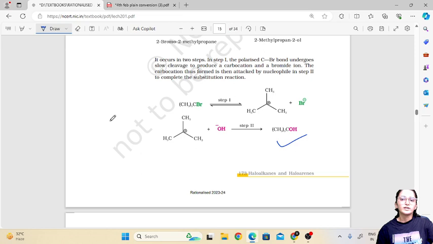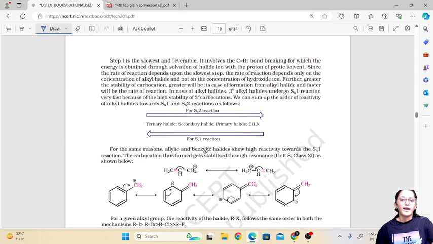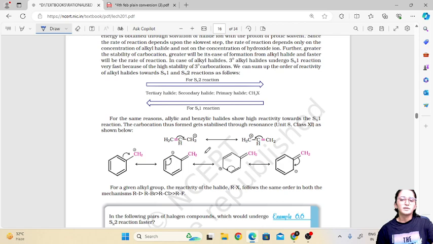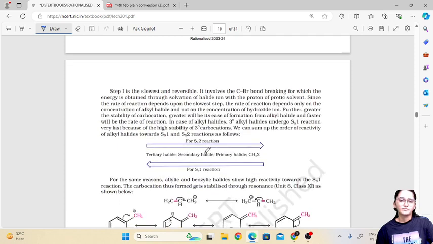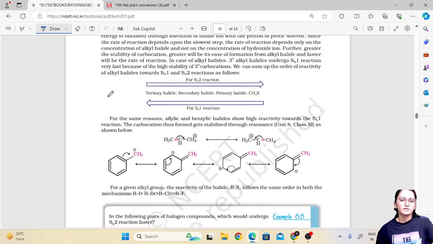Now here the order is exactly opposite to that of the SN2 reaction, because here there is generation of a carbocation, and since a tertiary carbocation is more stable than secondary and primary, we have the order this way: tertiary is more stable, then secondary, then primary. And here racemization takes place. There is no inversion, so racemization takes place. So here they have given the order of stability or reactivity for SN1 and SN2 reactions.